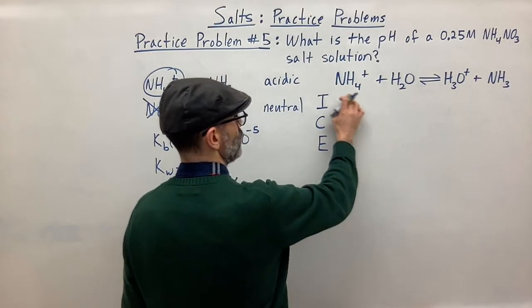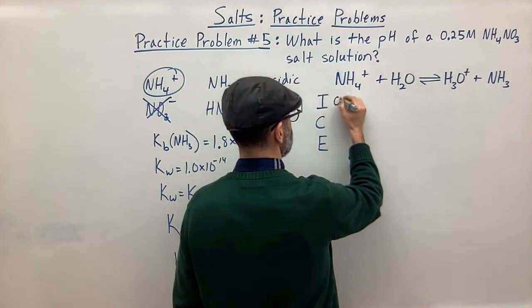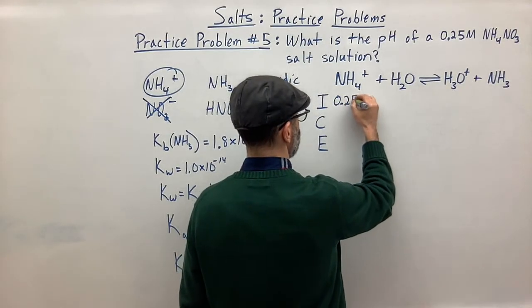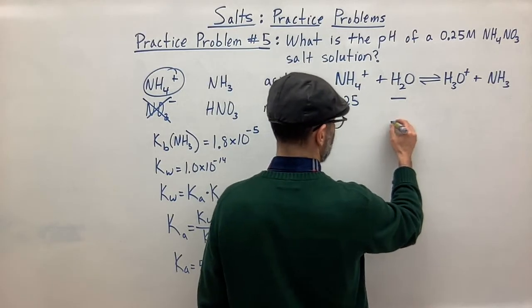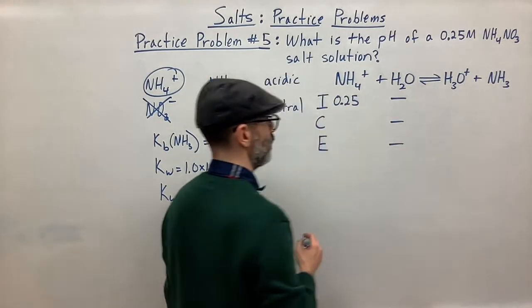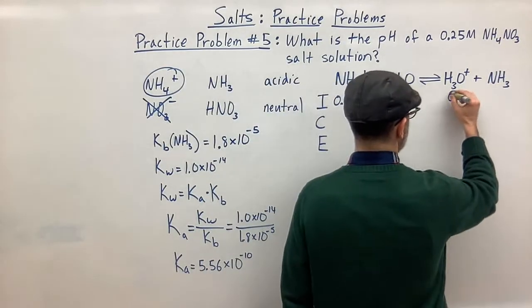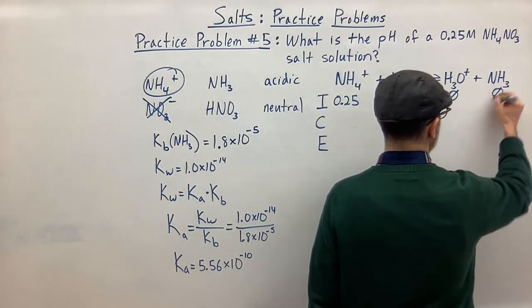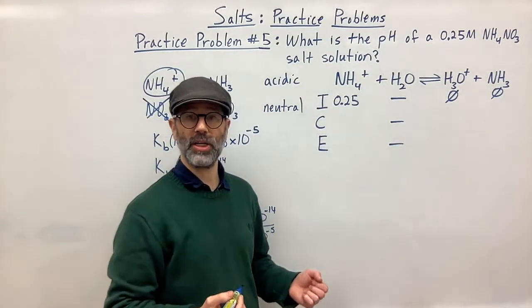The original concentration, the initial concentration, is 0.25. We'll write that, 0.25 molar. Our water, we're ignoring because that's liquid. So we ignore liquids and solids. And to start, these are 0 concentration. Okay, so we have our initial.